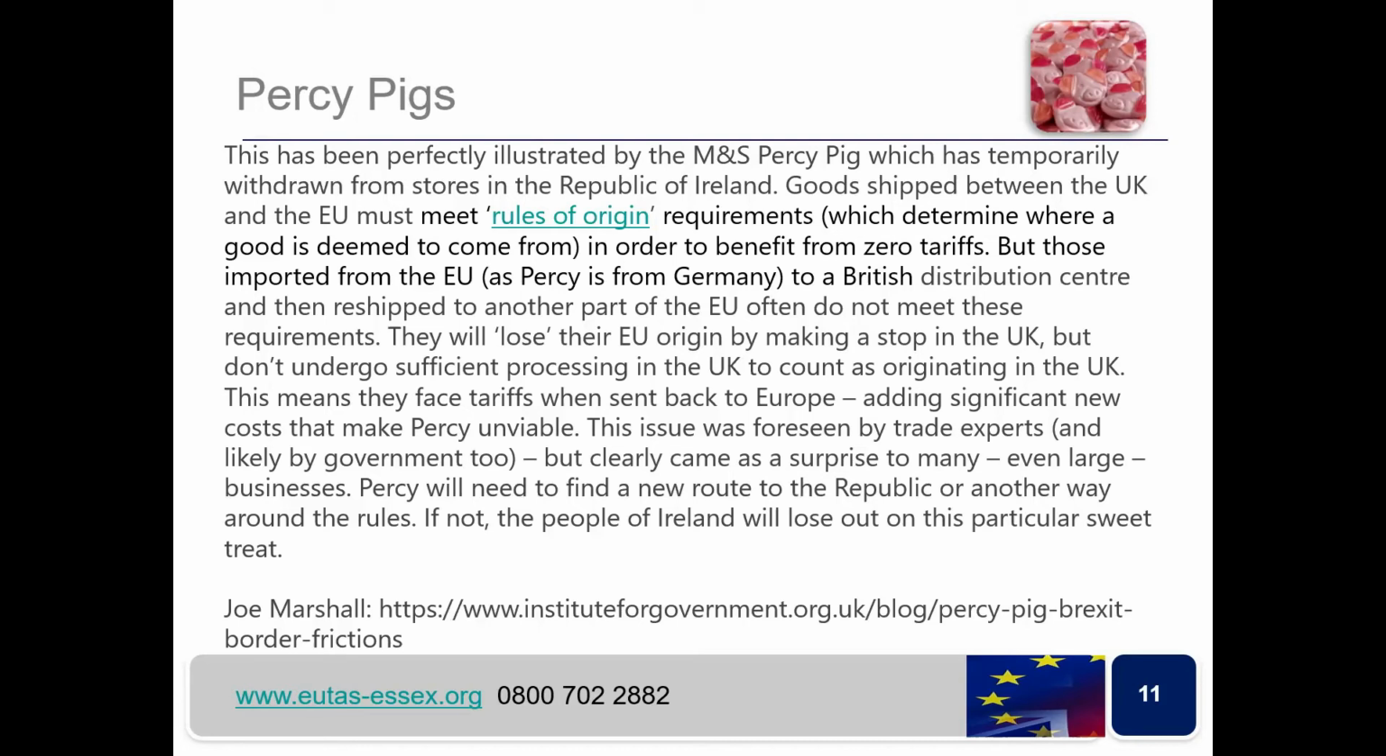The question arose, should tariffs apply? Because it's not a UK origin product, it's a German origin product. So M&S stopped shipping these to the Republic of Ireland initially.